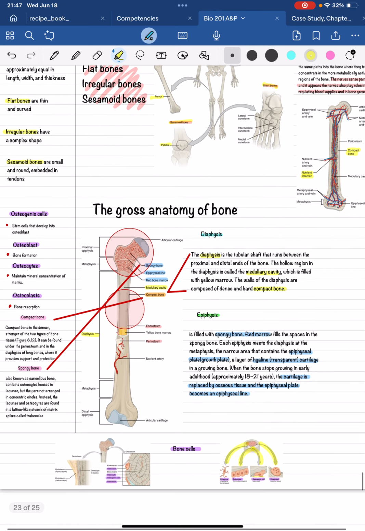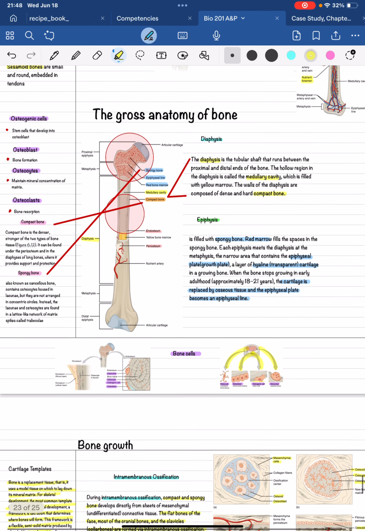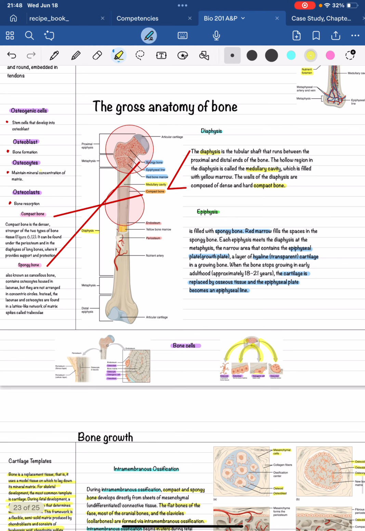The types of bone cells, in this overview of the gross anatomy of bone. Osteogenic cells are the stem cells that develop into osteoblasts. And the osteoblasts are responsible for bone formation. Osteocytes maintain mineral concentration of the matrix, and osteoclasts are responsible for bone resorption.